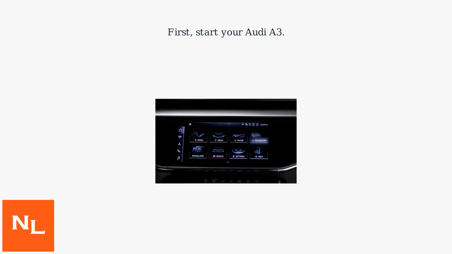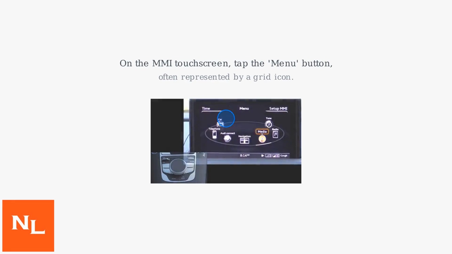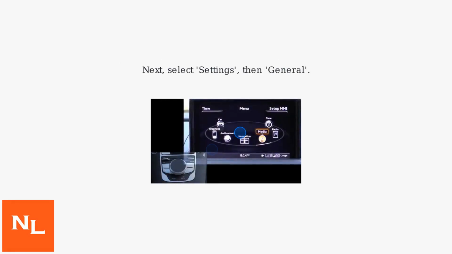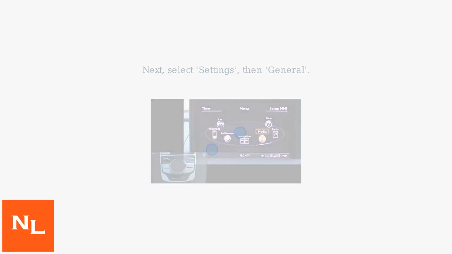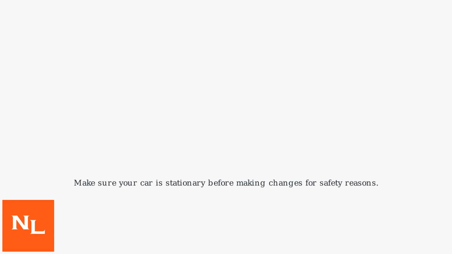First, start your Audi A3. On the MMI touchscreen, tap the Menu button, often represented by a grid icon. Next, select Settings, then General. Finally, choose Language from the options presented. Make sure your car is stationary before making changes for safety reasons.